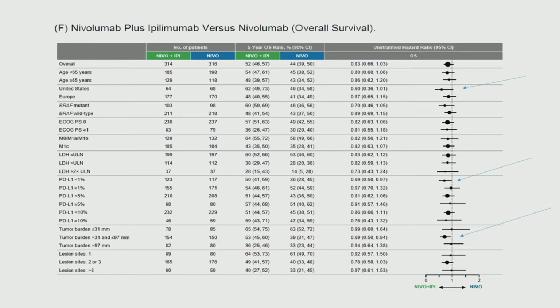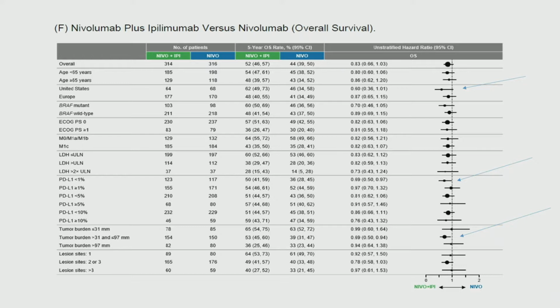And when you look at the forest plot and look at all the variables that were looked at, really nothing comes through that's clearly statistically significant. There's some indication that if you live in Europe, you're going to do worse. There must be some biology to that. If you're PD-L1 negative, it looks like ipilimumab adds something to the combination, but that's not statistically significant when you go across all variables. So really, we don't know which subset of patients really benefit from the anti-CTLA-4, despite all of the activity.